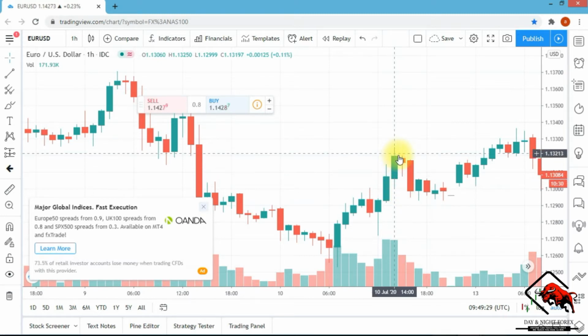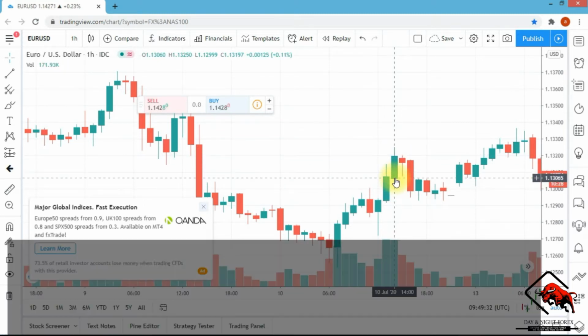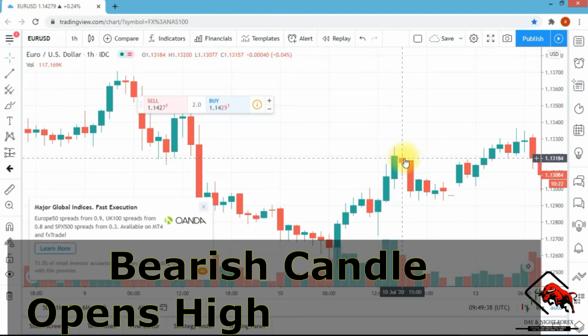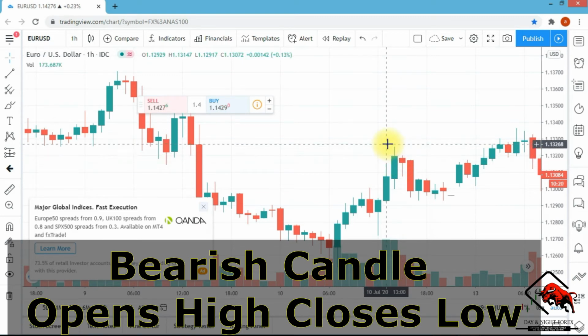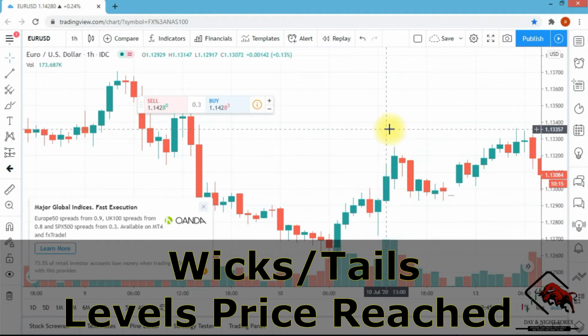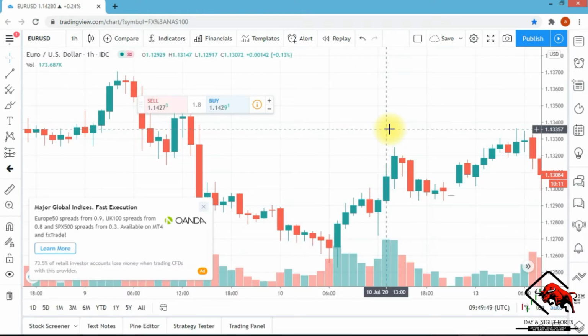The closing price of this candle is right here, and the opening is here, because this is a bullish candle. It opens low and closes high, which makes it a bullish candle. If it's a bearish candle, it opens high and closes low. Then we have the wicks on both sides. If the market tested a higher level but then decided to close a little bit lower than that level, that's how the wicks are formed.